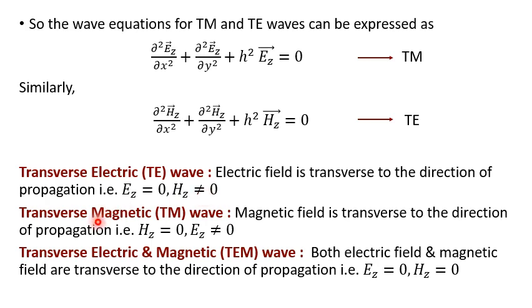Similarly, for a transverse magnetic wave or a TM wave, the magnetic field will be transverse or perpendicular to the direction of propagation. That is, Hz will be equal to 0, but Ez will not be equal to 0. And in the case of a transverse electric and magnetic wave or a TEM wave, both the electric and magnetic fields are transverse to the direction of propagation. That is, Ez will be equal to 0. At the same time, Hz will also be equal to 0.